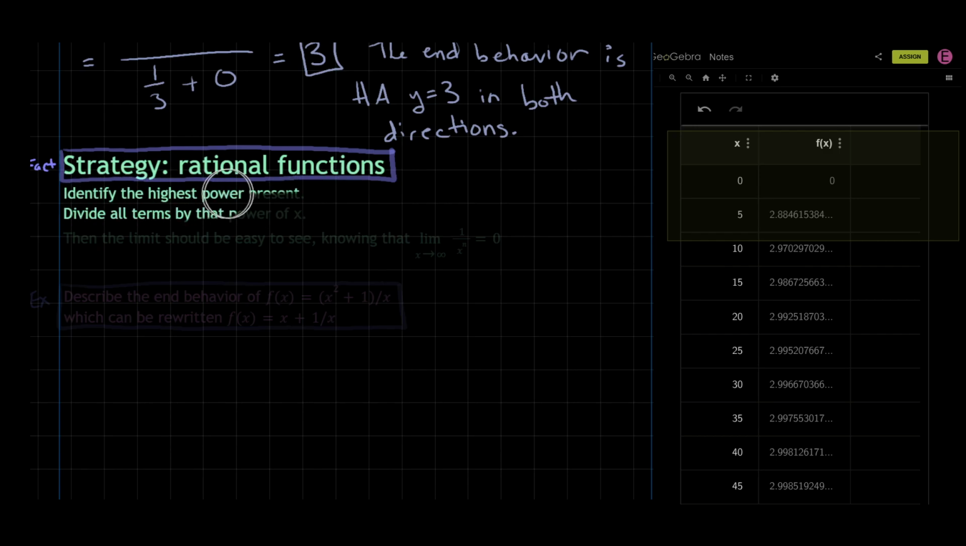The strategy in general is identify the highest power present, so in the last case it was x squared, and then divide all of the terms by that power of x. Then, armed with the fact that the limit as x goes to infinity of 1 over x to the n is 0, we should be able to get the limit pretty easily.